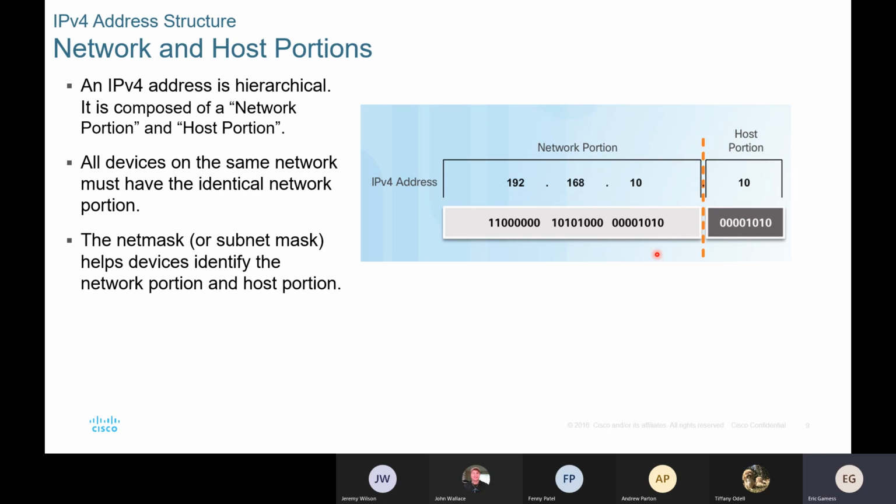I should put 1, and I should put 24 1s. And these 24 1s will say that these 24 bits in this IP address belong to the network part. And at the end, I will need 8 0s. And these 8 0s here will say that these 8 bits in the IP address belong to the host part. No?